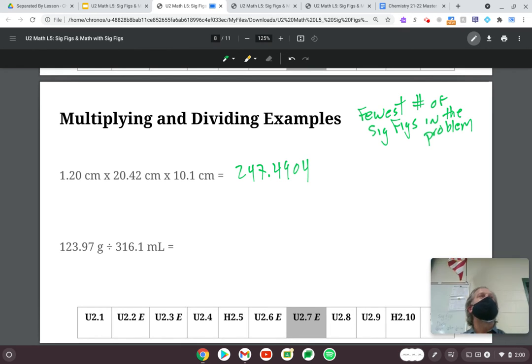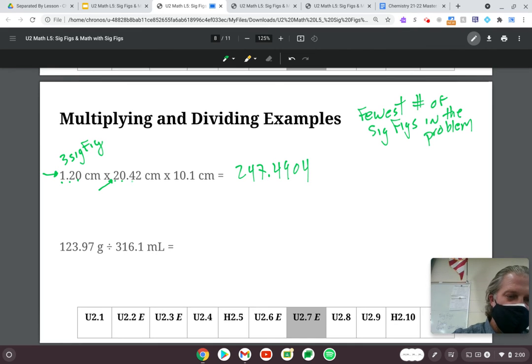So what does that mean? It means I go back and I assess the numbers in my problem. 1.20. If there's a decimal point, I'm going to come in from the right and I count 1, 2, 3, 3 sig figs. 20.42. There's a decimal point, coming in from the right. 1, 2, 3, 4, 4 sig figs. 10.1. There's a decimal point, coming in from the right. 1, 2, 3, 3 sig figs.